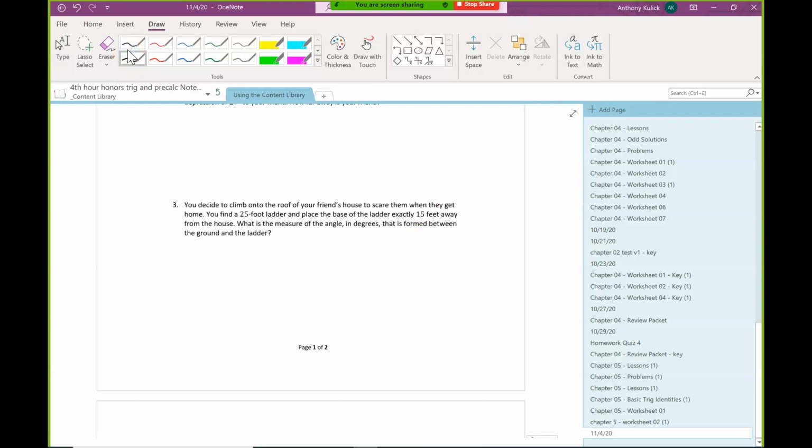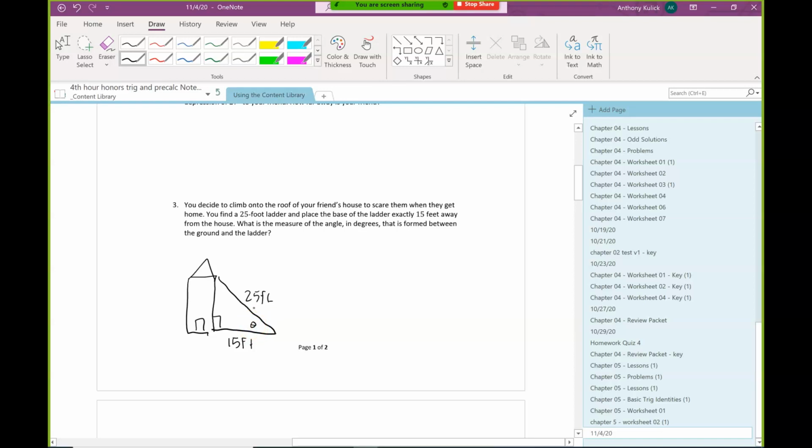It says you decide to climb onto the roof of your friend's house and scare them when you get home, or when they get home. You find a 25-foot ladder and place the base of the ladder exactly 15 feet away from the house. Okay, so there's the house. Here's our ladder. So it's 15 feet away, and the ladder's 25 feet. And we're going to assume that their house is at a 90-degree angle with the ground. And it's asking what is the measure of the angle in degrees that is formed between the ground and the ladder. So we're looking for this angle here.